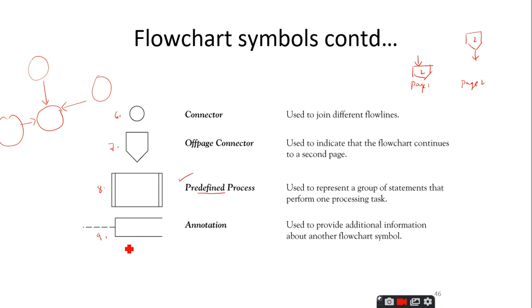And the last symbol is represented like this, and that is called the annotation. We know the meaning of annotations. Sometimes you need to give more information regarding these operations or these flowcharts. Whenever you require more information to be included inside the flowcharts, you have to annotate them. The additional information is given in the form of annotations, and that is represented in the flowcharts with this particular symbol.